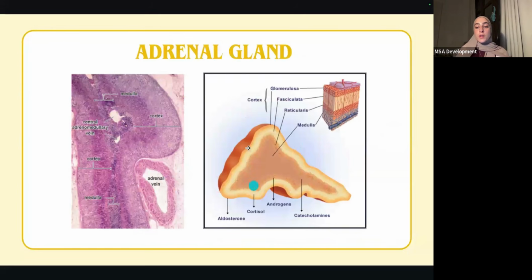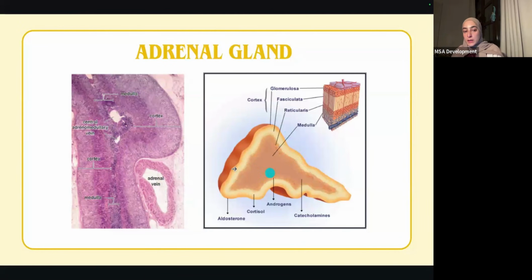Okay, I put this picture before, I'm going to put it again, just to remind you that there is a cortex and there is a medulla. The cortex has three layers: zona glomerulosa, zona fasciculata, and zona reticularis. These three layers are histologically different. They look different and you can differentiate them.